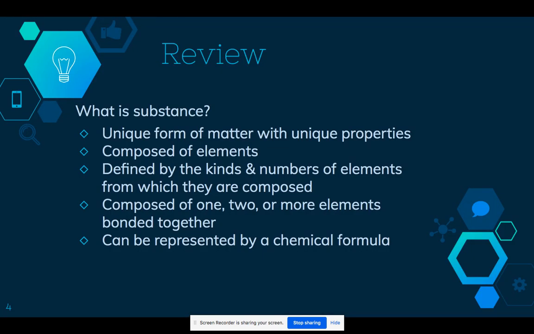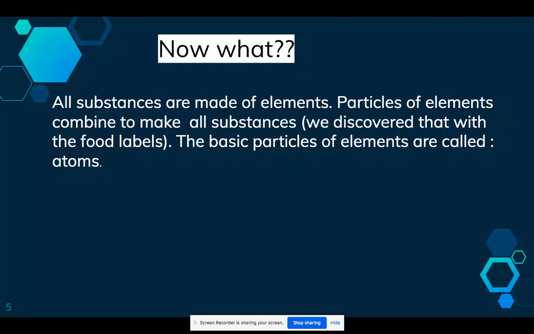So just a quick review. What is a substance? Well, it's a unique form of matter with unique properties. It's composed of elements. It's defined by the kinds and number of the elements from which it is composed. And it's composed of one, two, or more elements bonded together and can be represented by a chemical formula.